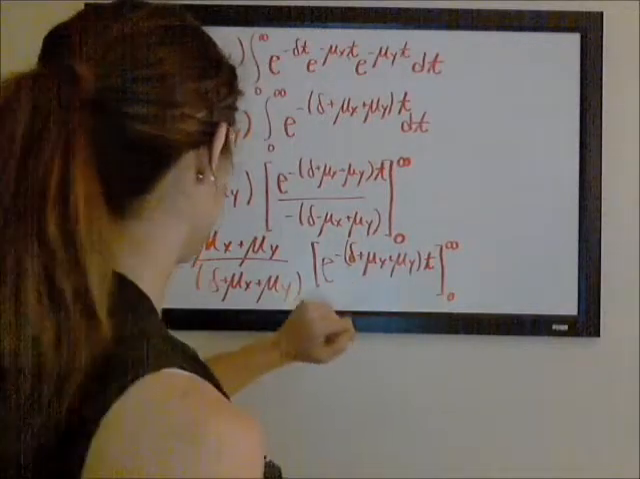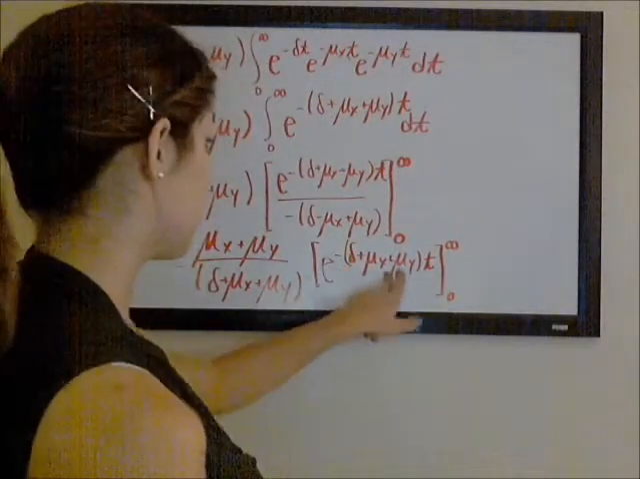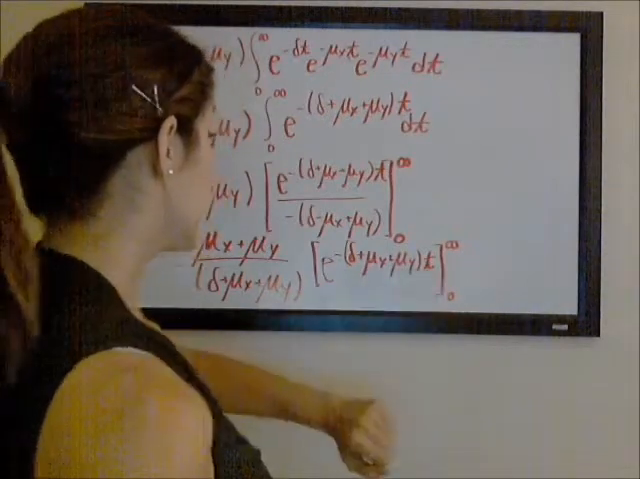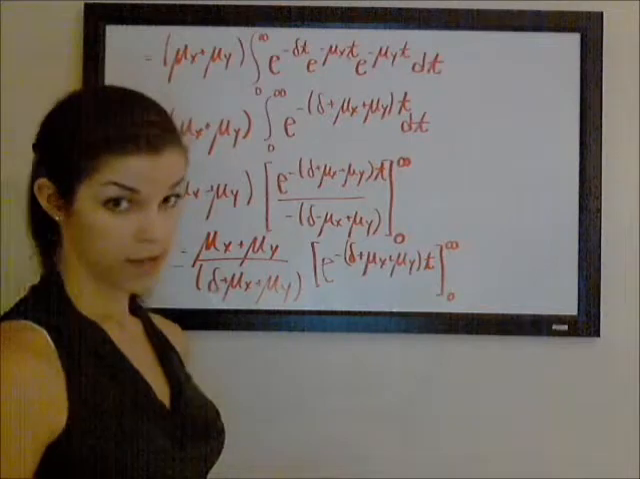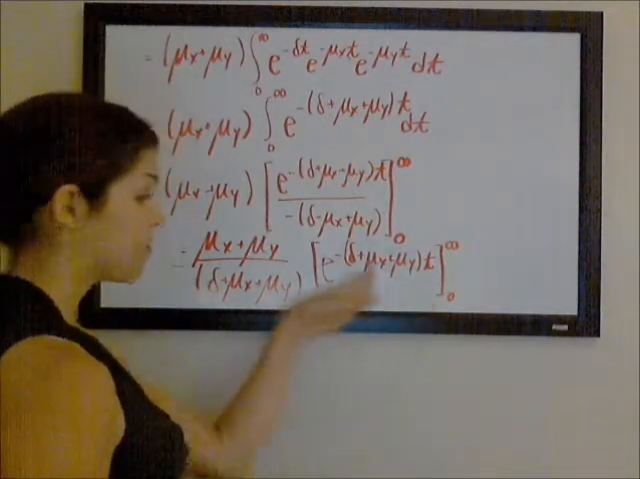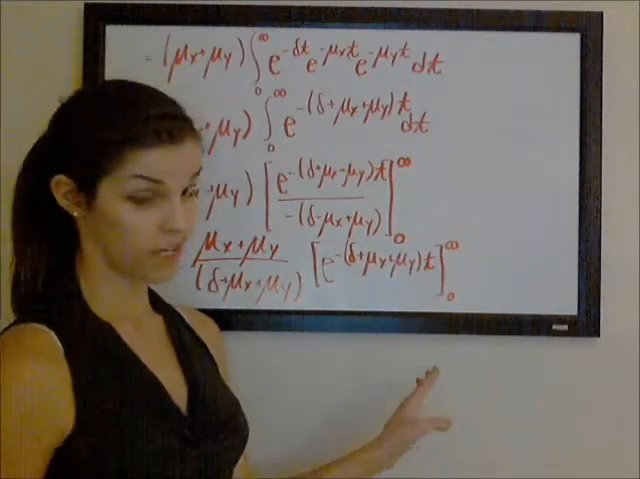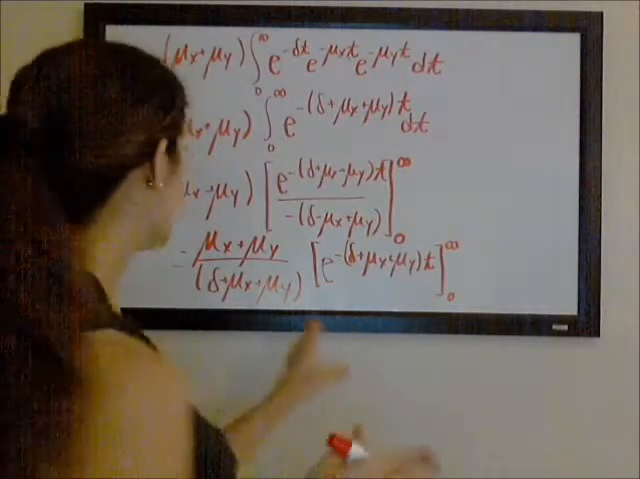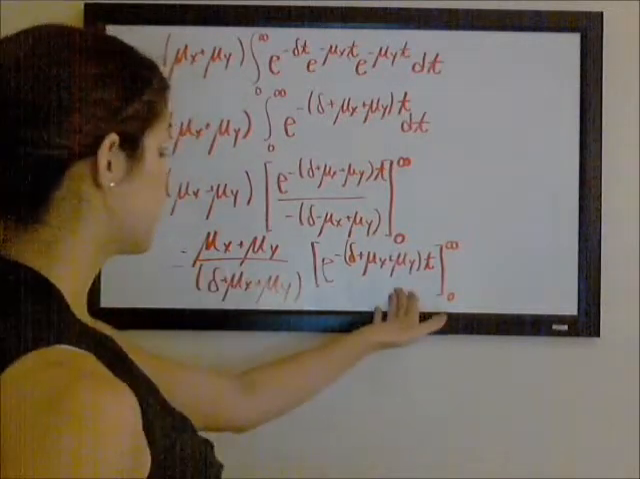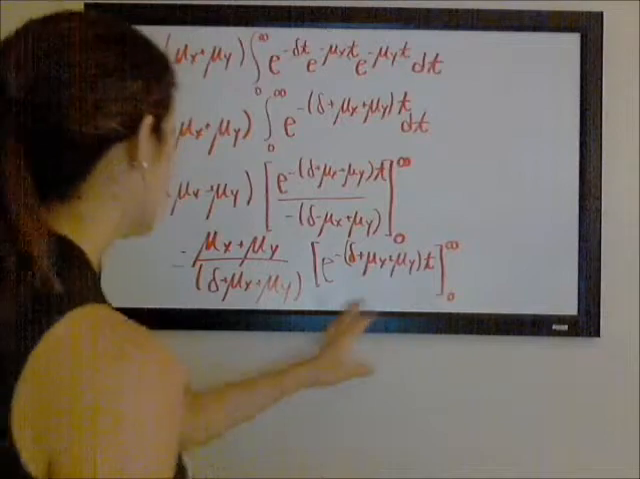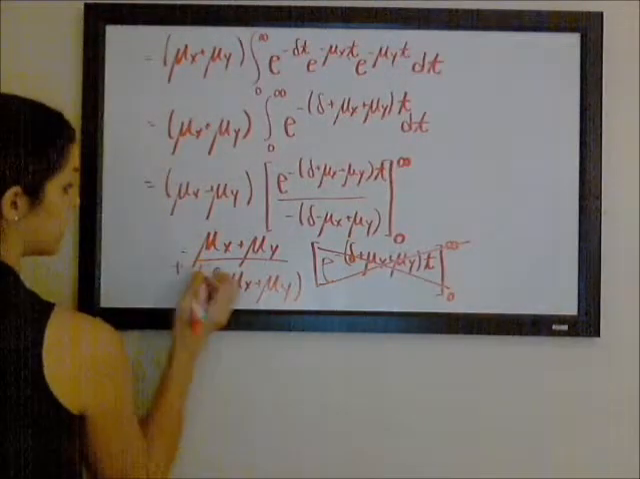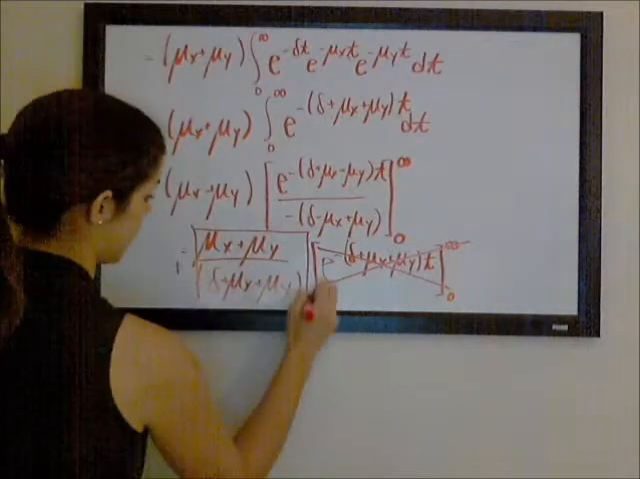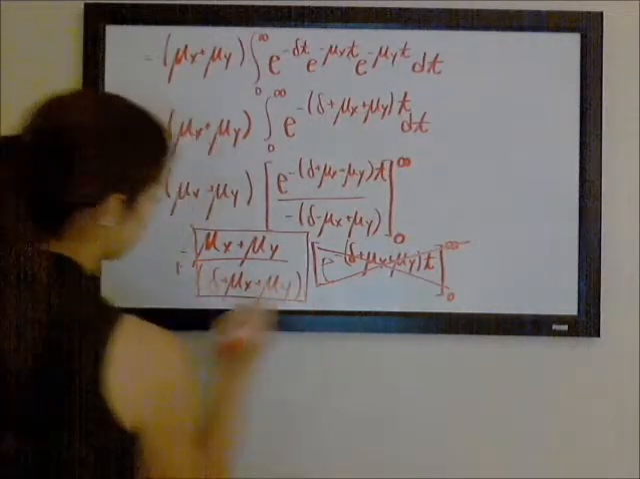Now, e to the negative infinity is 0, and e to the negative 0 is 1. So we have 0 minus 1, which should be looking pretty similar to when we did the whole life insurance for a single life. We have this times 0 minus 1, which is this times negative 1. So this negative cancels, and we're left with this.